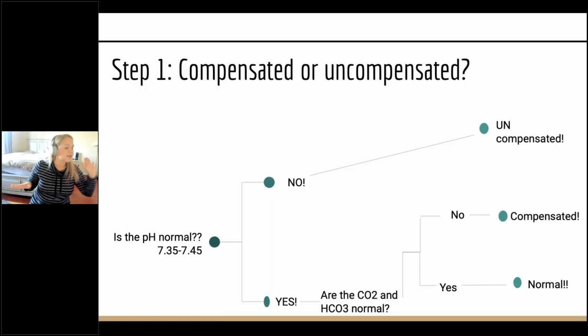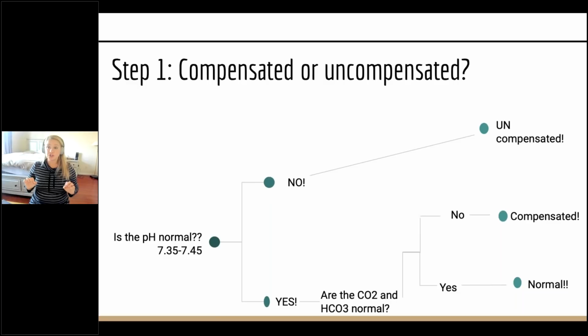My pH is acidotic. It's 6.9. Whew, that's not good. It's uncompensated. If the body hasn't fixed the pH, it's uncompensated. You don't have to think about it anymore. Step 1, check. So let's think about some practice here.